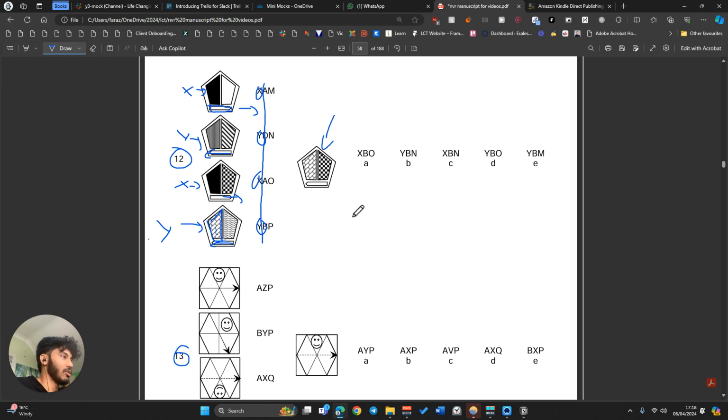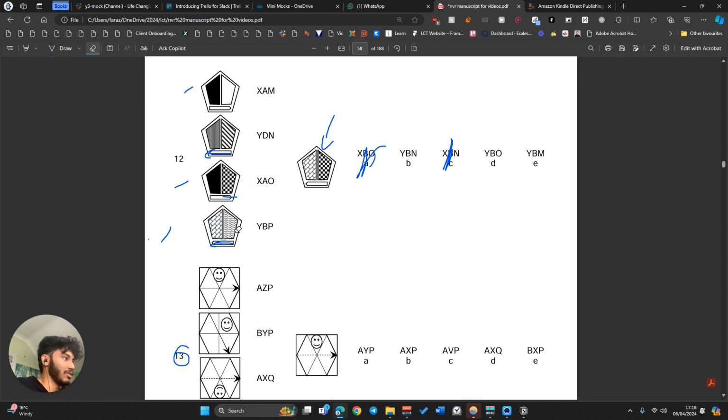So let's go and apply that to this. This one is pointing left, so that means it's going to have to start with Y, so we can actually cancel out 2 options already. Alright, we're getting closer. We want to speed it up a bit now because obviously you don't want to be spending too long on these questions.